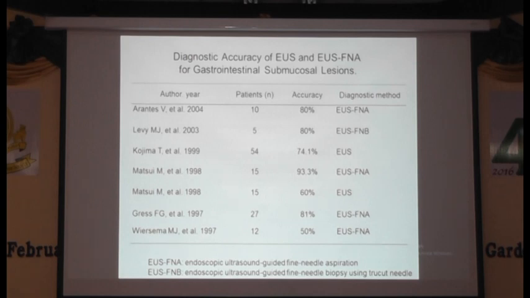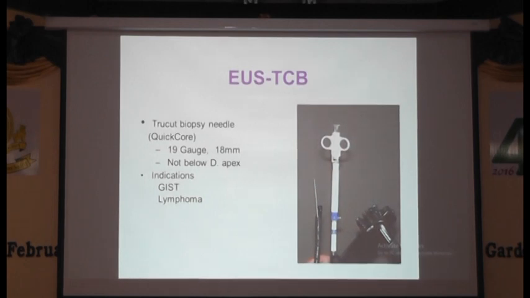The diagnostic accuracy of EUS-FNA and EUS-FNB varies greatly, depending on the authors. It is because the needle used is different, the location of the tumor is different, whether they have any cytopathologist inside the room or not, the method they are using is different, and the experience of the endosonographer is different too.